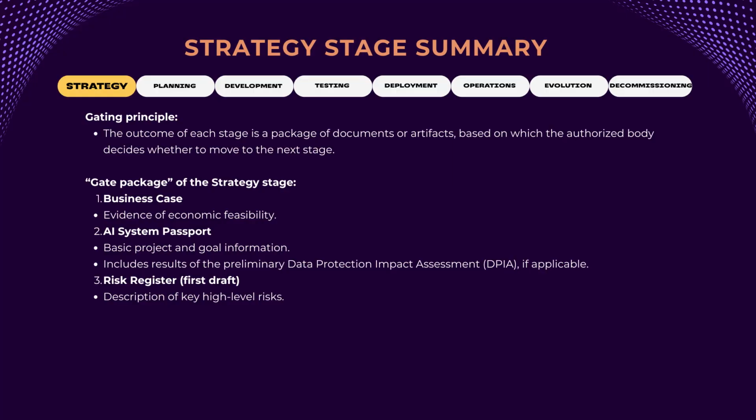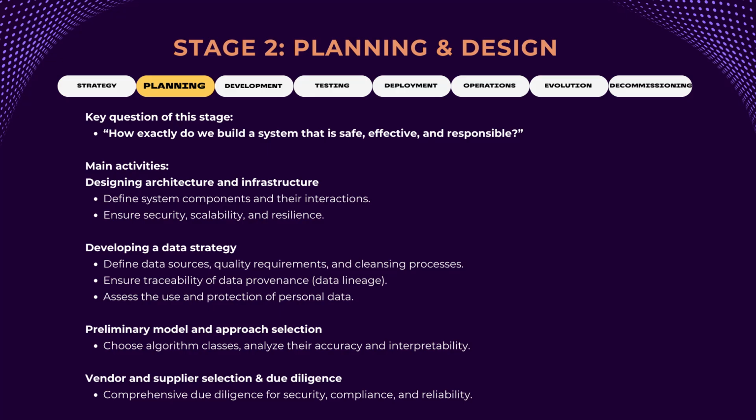Upon completion of strategy, such documents are the business case. Where personal data are processed, the preliminary data protection impact assessment. The AI system passport containing all baseline project information. And the first edition of the risk register. This package is submitted to the designated decision-making body or role in the company that decides on moving to the next stage. So, the project has a green light.